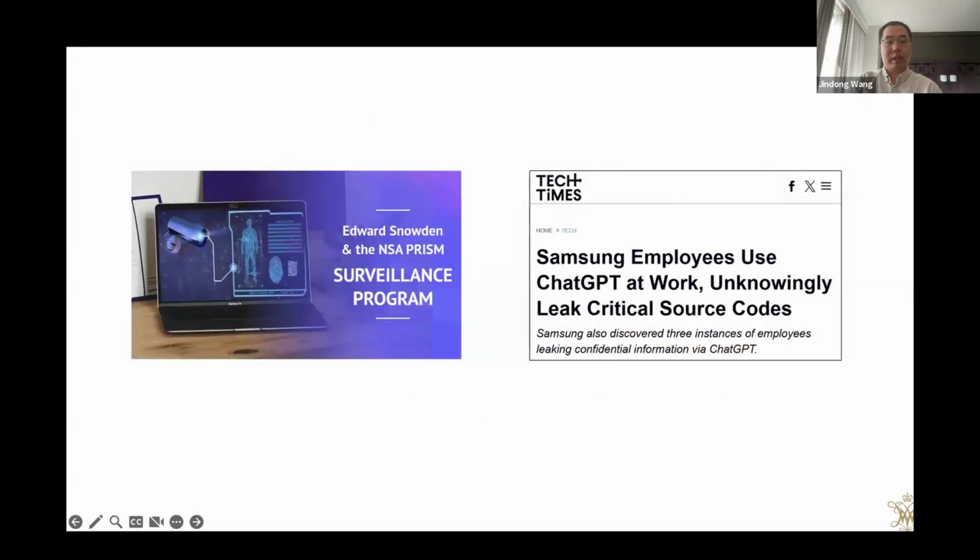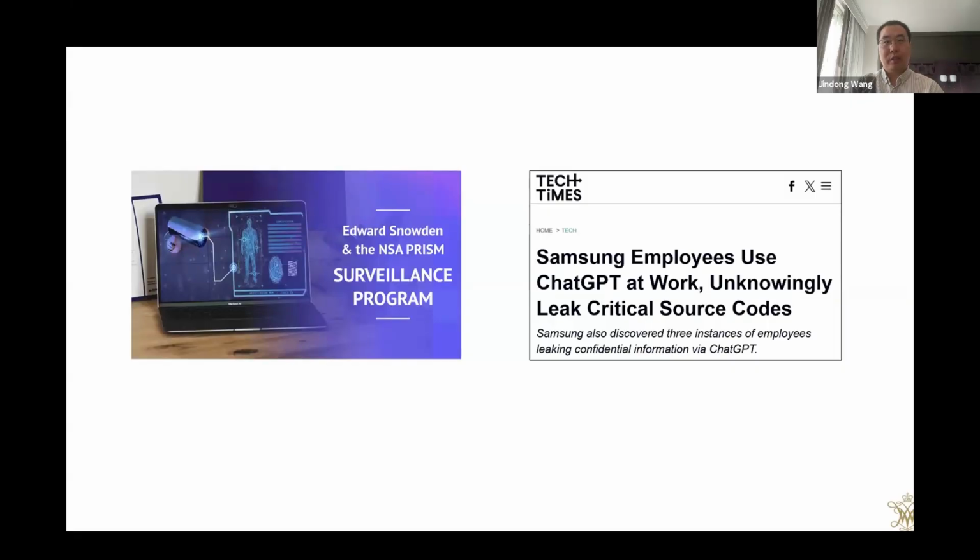Okay, and more examples on the left. I'm sure you have heard of this. Back 10 years ago, Edward Snowden and the PRISM project, which is a large-scale surveillance program, not just for the U.S. but across the world. And then the story came that Edward Snowden escaped to Russia, right? That's like some big privacy leakage in history.